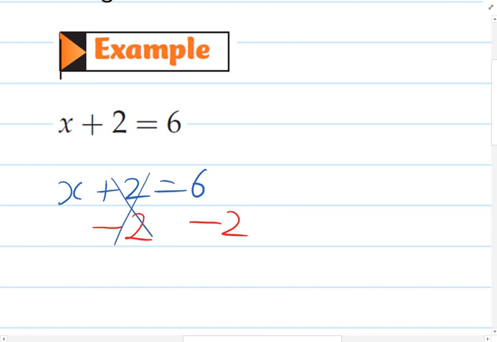So here my pluses and minuses cancel out, and I'm just left with x equals 4, and that is my final answer.